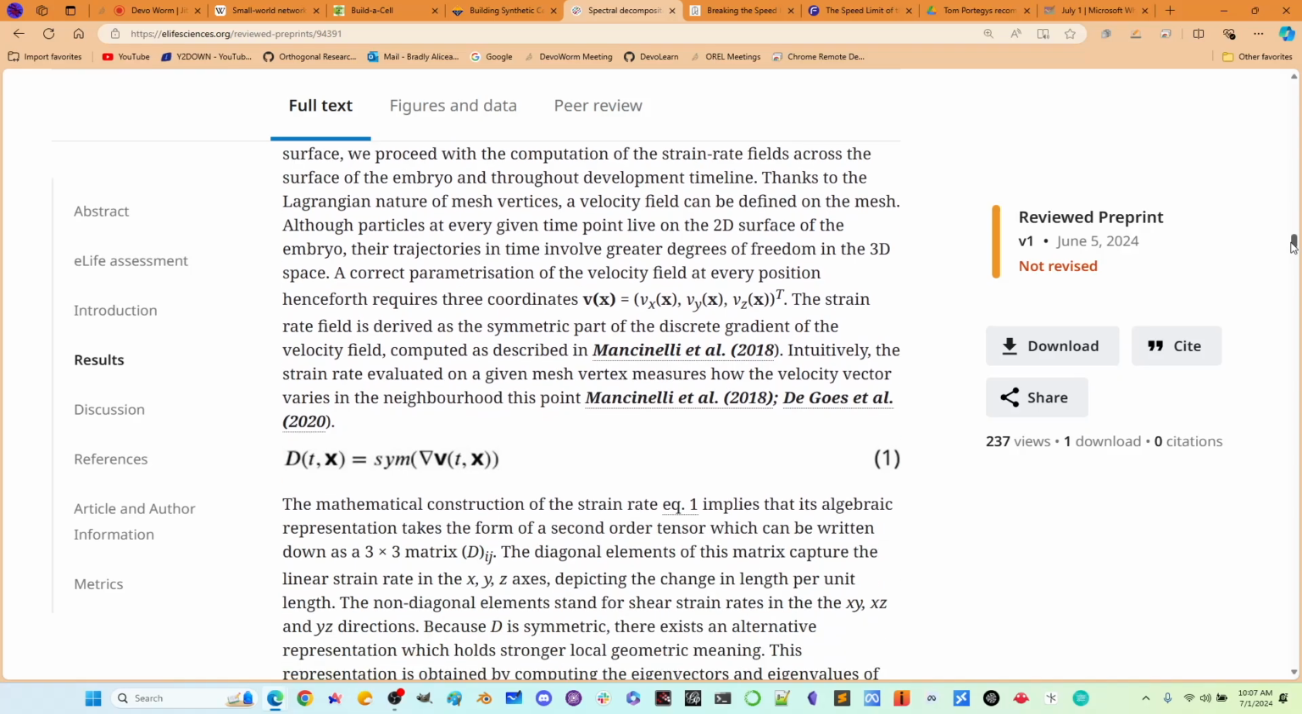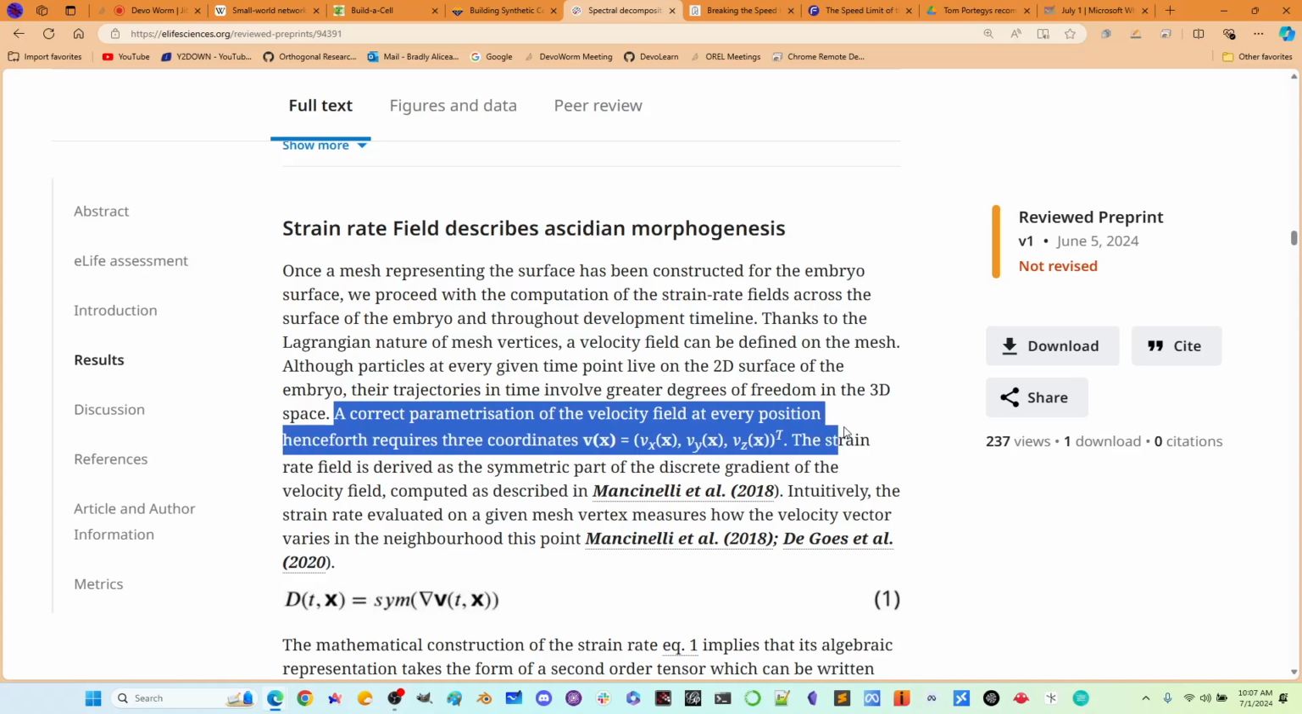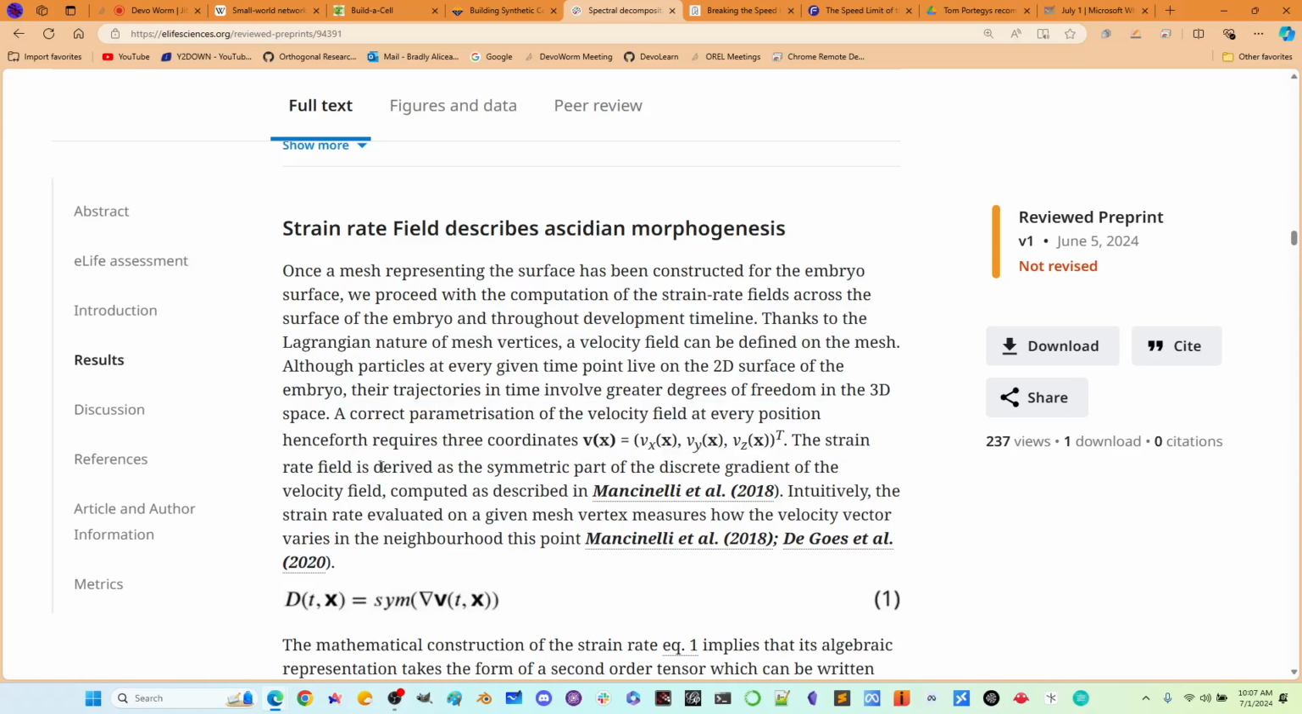The second thing here is where they talk about the strain rate field, and it describes Ascidian morphogenesis. A correct parameterization of the velocity field at every position requires 3 coordinates. And this is in Vx, you have Vxx, Vyx, and Vzx. So you have basically this 3-dimensional model. The strain field is derived as the symmetric part of the discrete gradient of the velocity field, as described in Banchalia 2018.